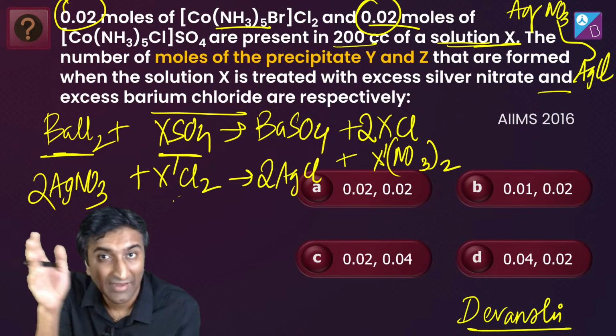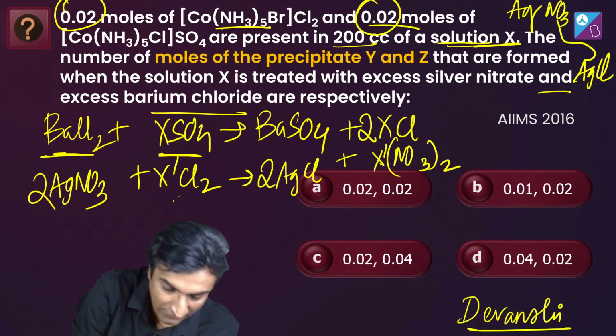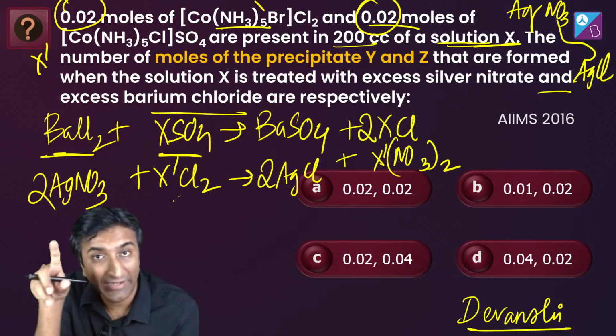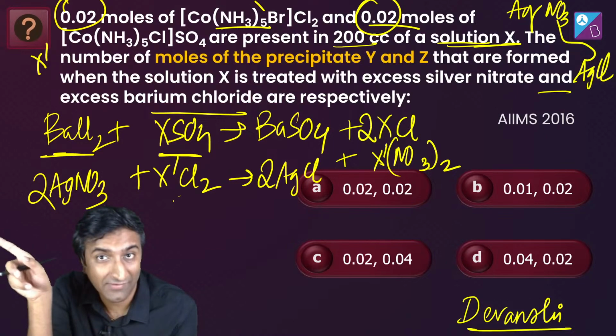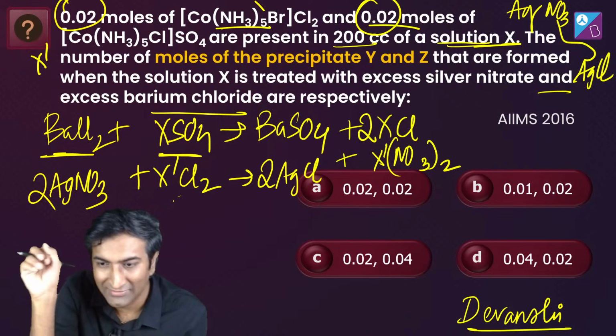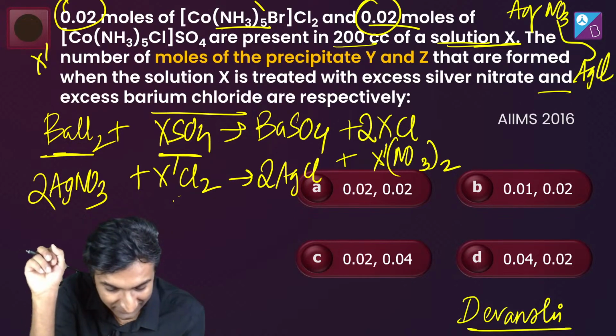X2 plus ions and 2Cl minus ions, right? Whereas the second one, which is X dash, if I'm calling this X dash and this X, if I put this in water, it will give me X dash 2 plus and SO4 2 minus. Friends, Devanshi seems to have figured it out. What about the rest of you? Are you figuring this out or not?